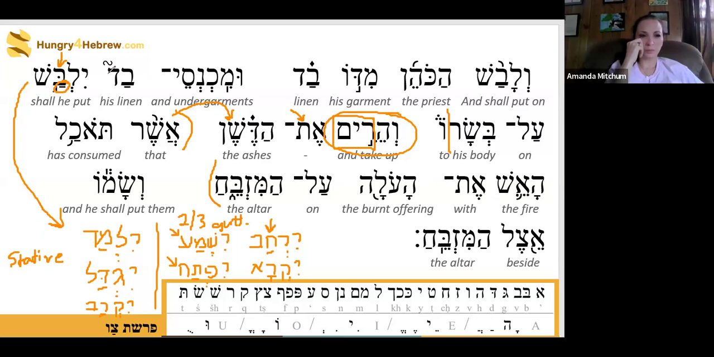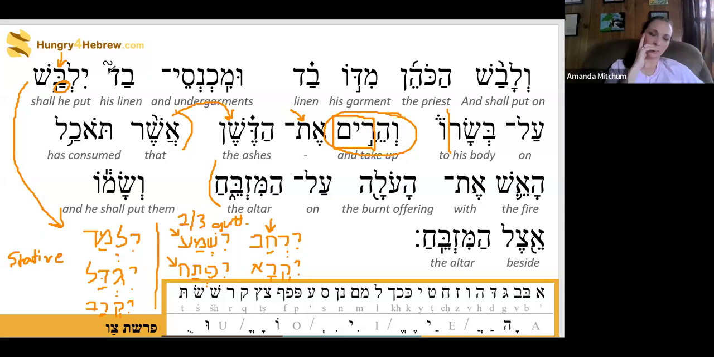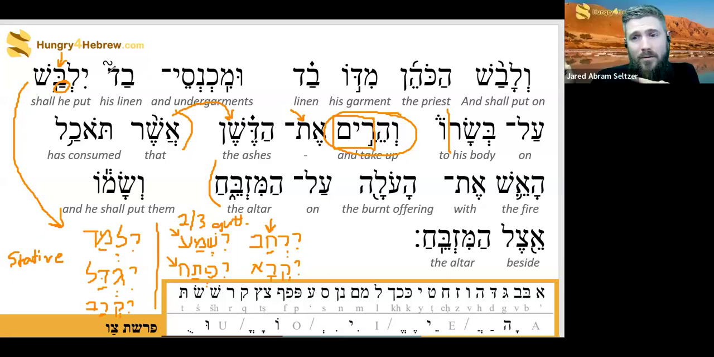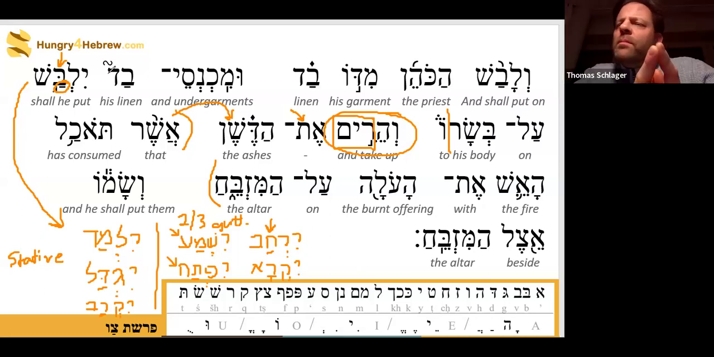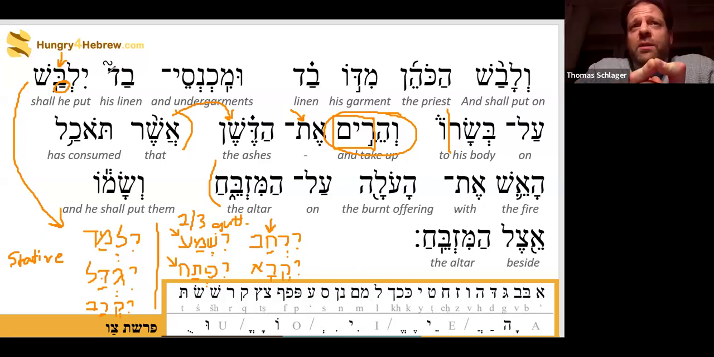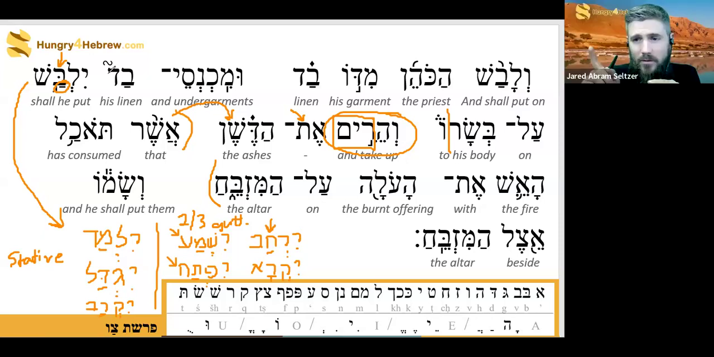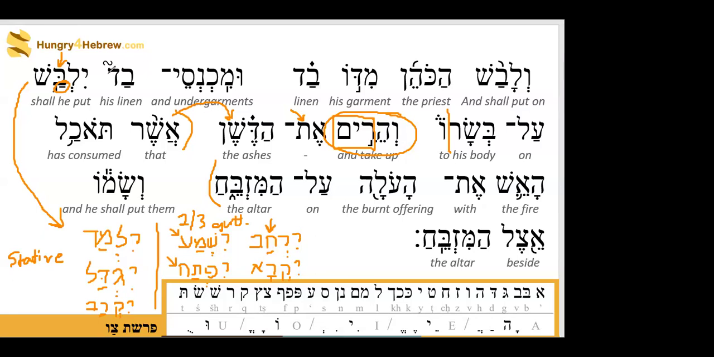All right, first off, is it a katal or a yiktol? Yiktol. So yiktol. Tav tells us that the subject is either, two options. There's a Tav at the front. You have two options. It's either you, a man, or she. She. Right. So did Aaron eat the ashes? No, it's the fire that will consume it.